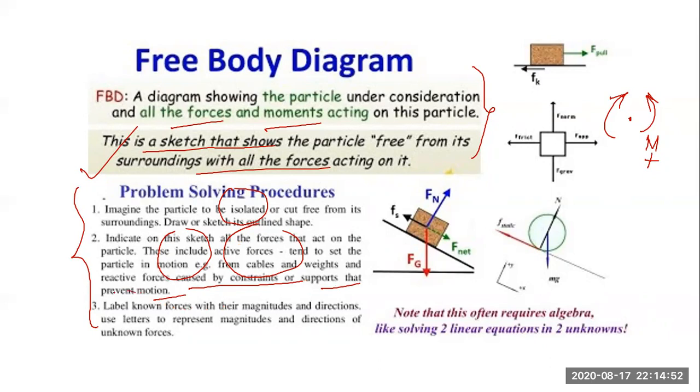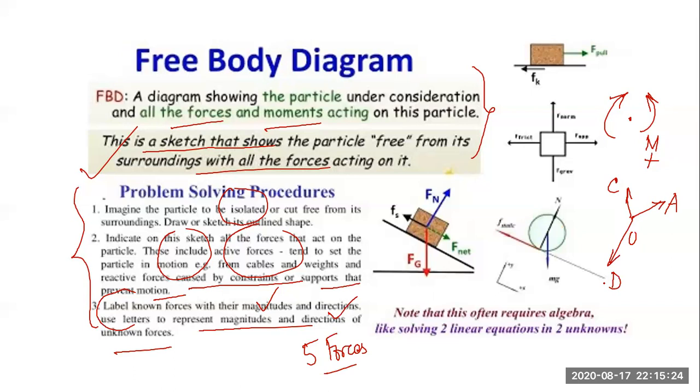Label all the forces with their magnitude as well as direction, and use letters to represent them. Say there are five forces in a problem. If we do not give names, say this point is O, and do not give different points like A, like C, we cannot distinguish them while solving the problem. That's why it is very important to give a proper name.